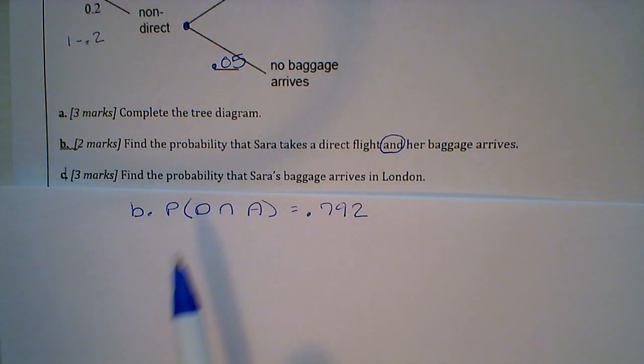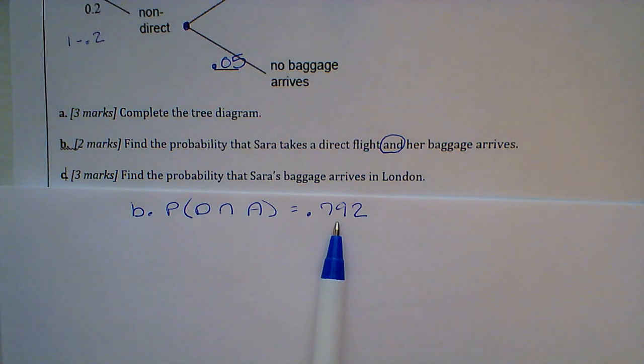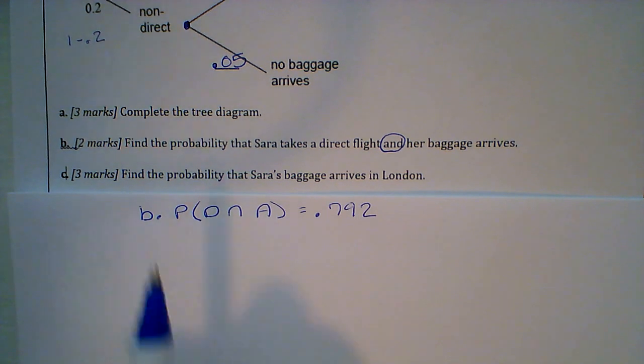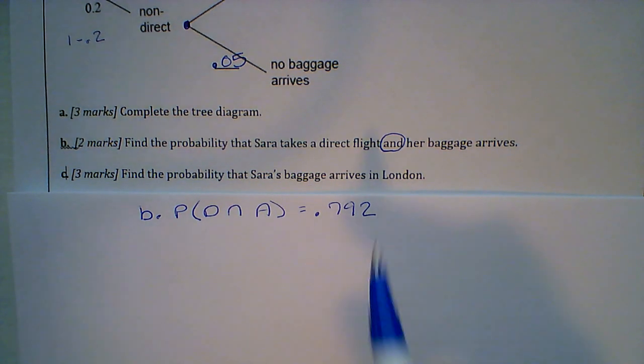I have this up here so we can remember from part B, the probability of a direct flight and luggage arriving. We got that to be 0.792 in part B. So now we want to take a look at part C. Part C says, find the probability that Sarah's baggage arrives in London.